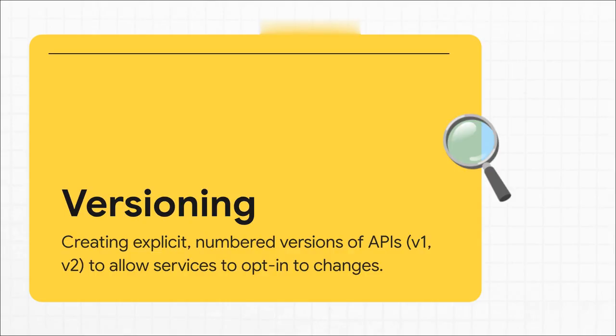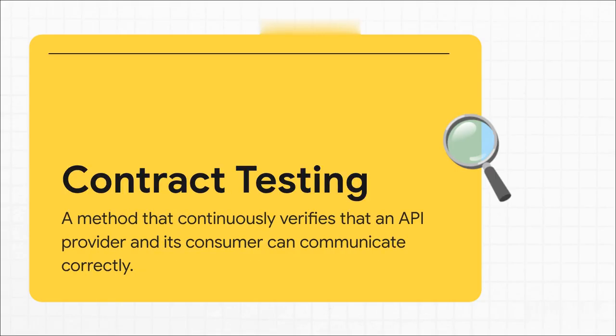Next up, we've got versioning. And if backward compatibility is the safety net, then versioning is kind of like your control panel. By creating these explicit, numbered versions of your API, like a V1 and then a V2, you're giving other teams the power to upgrade on their own schedule. They can stick with the old version until they're totally ready to handle the changes in the new one. No surprises.